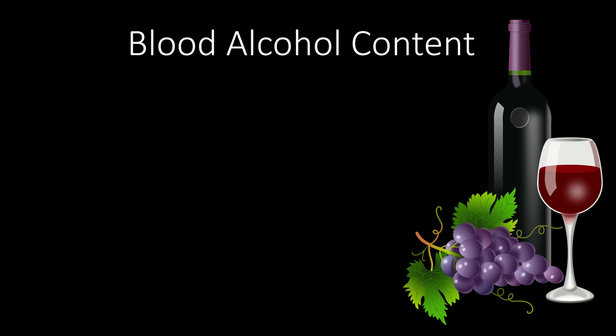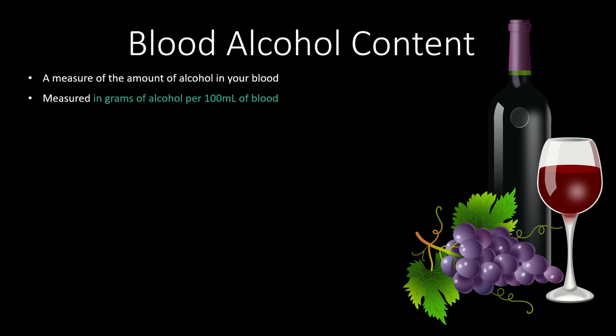In this video, we're looking at blood alcohol content, which is simply a measure of the amount of alcohol in your blood. We measure this in grams of alcohol per 100 ml of blood. So if you have a blood alcohol content of 0.06, that means there is 0.06 grams or 60 milligrams of alcohol in every 100 ml of your blood.